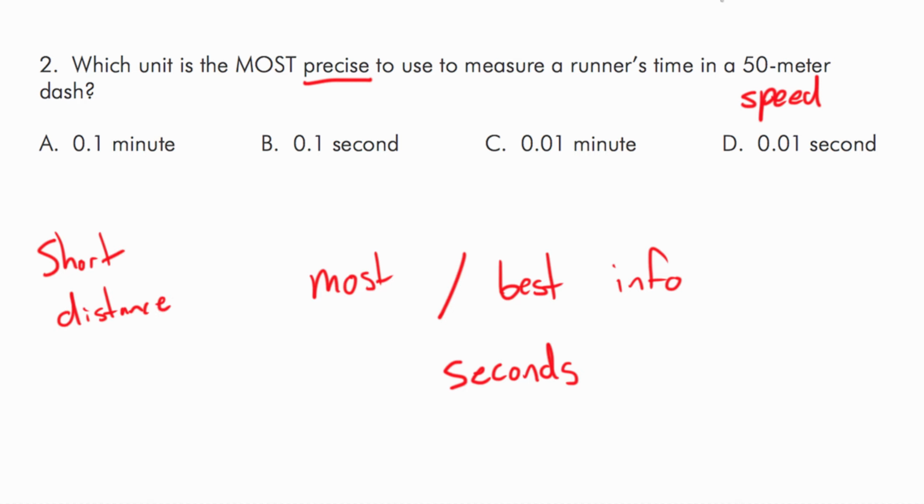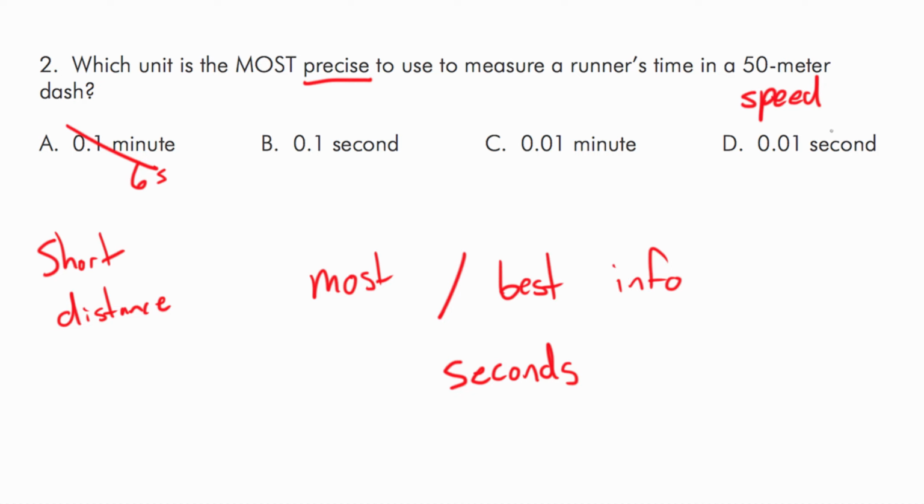And if you want to help visualize that, it's about half of a football field, if you think about that. Half of one. So, the most precise is smallest. So I see 0.1 minute, which is 6 seconds. I see 0.1 second, so it's hard to imagine, but that's very fast. 0.1 minute, so that is 1/100th of a minute. That's actually going to be pretty small, smaller than this one. So already I can get rid of A because C is more precise.